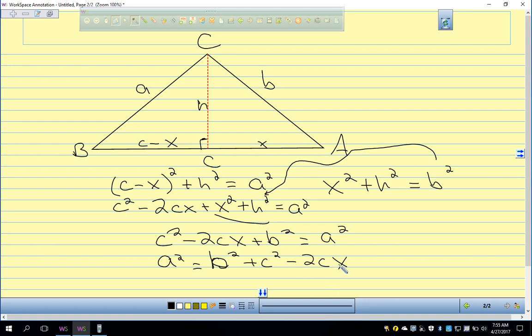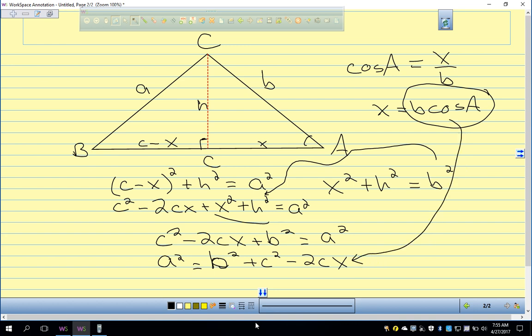But then what I could say is I could look over here. What is the cosine of angle A over here? If I look at this triangle, what's a cosine? What side over what side? X adjacent over hypotenuse. So the cosine of A is equal to X over B. Adjacent over hypotenuse. So X is equal to B cosine A, right? And then what they do is they take this and stick it in here for X.